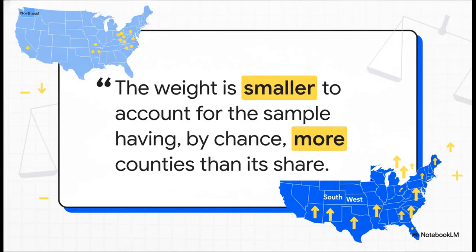And this quote just says it all perfectly. We're correcting for the quirks of random chance. The sample happened to grab a few too many Northeast counties, so we give each of them a slightly smaller voice in the final calculation. And if you look at the table for the South and West, where we got too few counties, their weights are adjusted up. It's a beautiful rebalancing act.